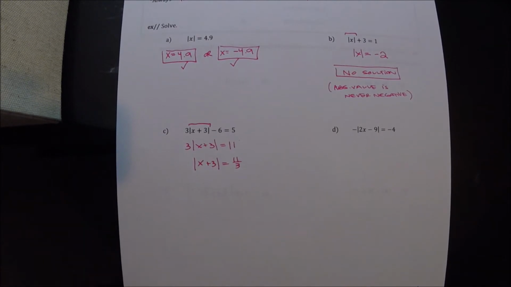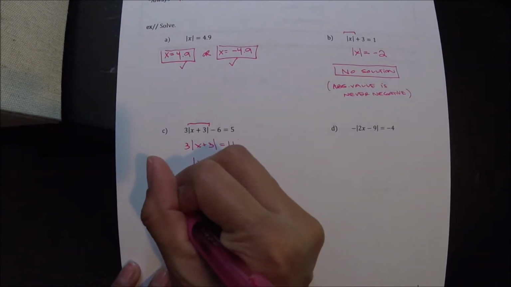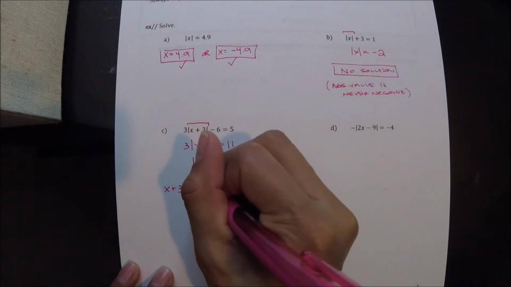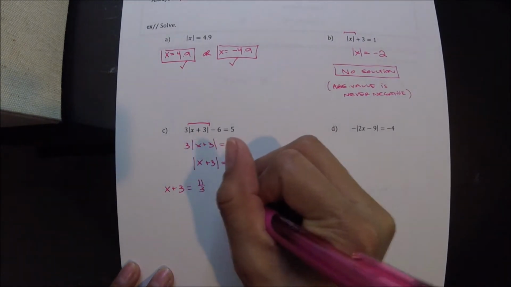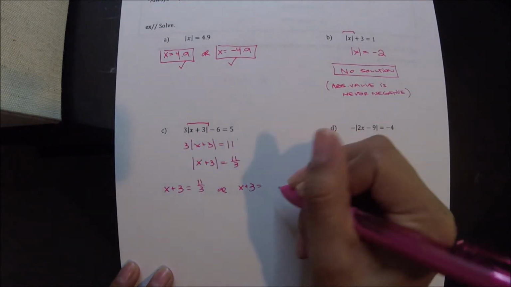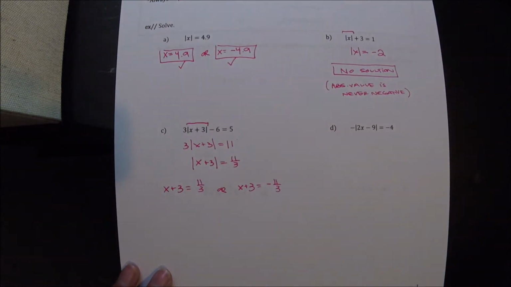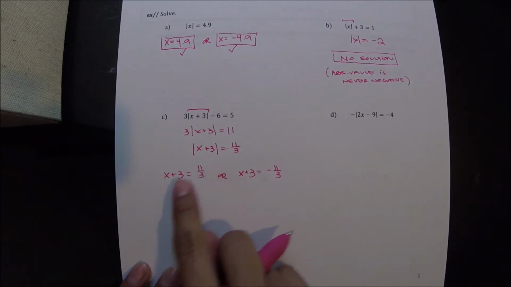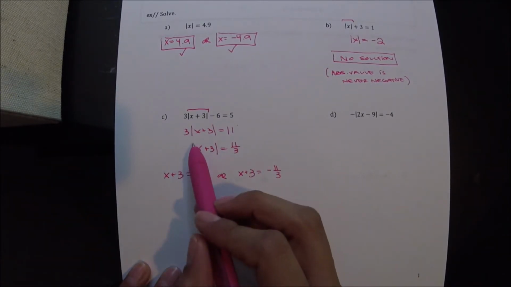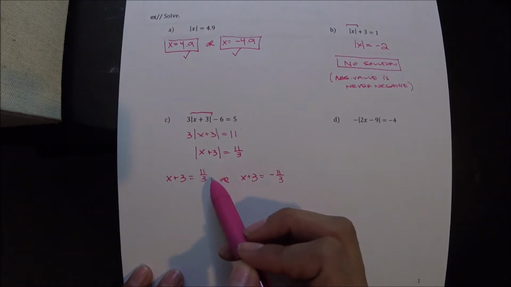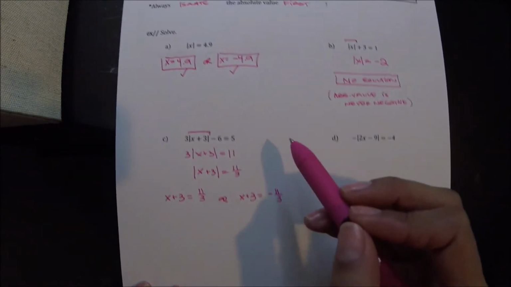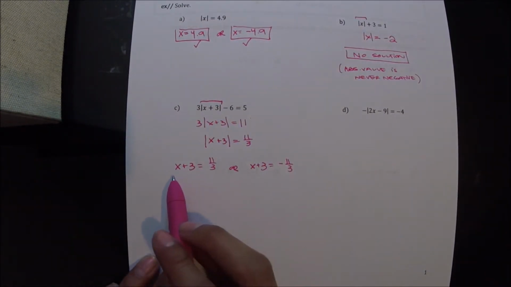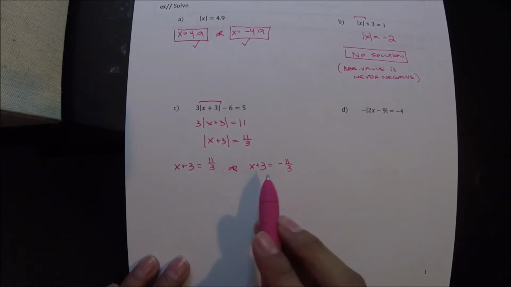Okay, now the absolute value is by itself, so what we can do is write the inside part of it, x plus 3, equals that number, or x plus 3 equals the negative version of it. So splitting it up into two cases like that once the absolute value is isolated. Now it's just kind of a larger version of what we started off with in part A. Alright, and now of course our goal is always to get the variable by itself.